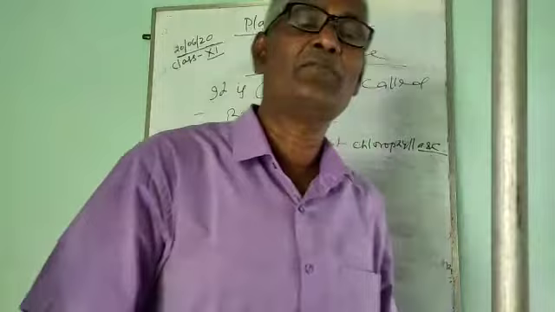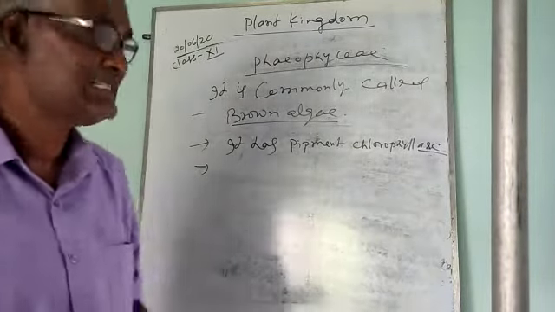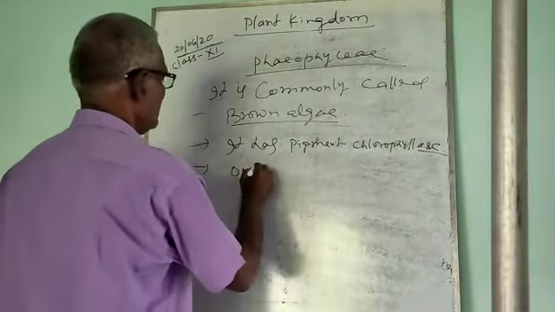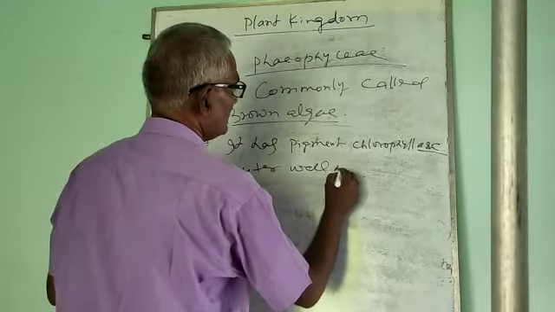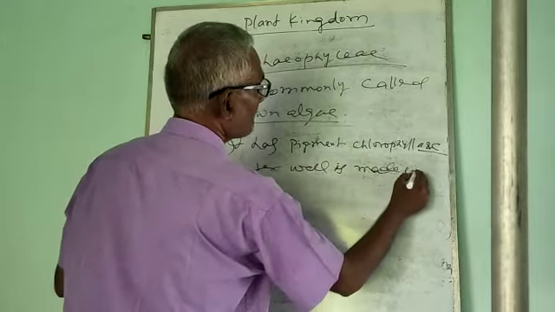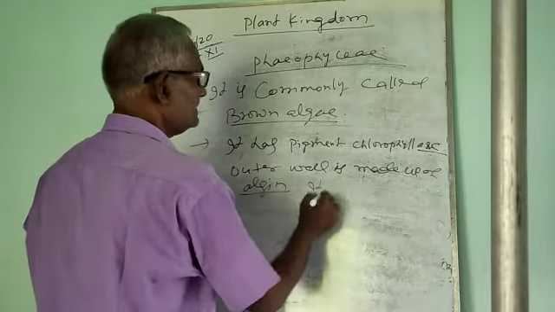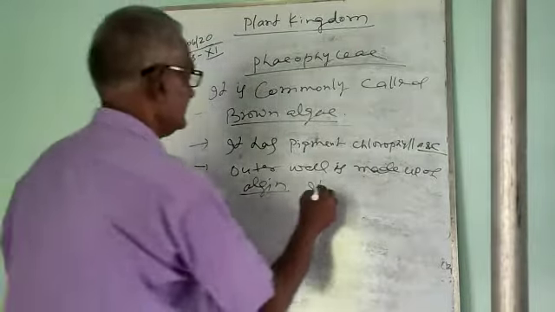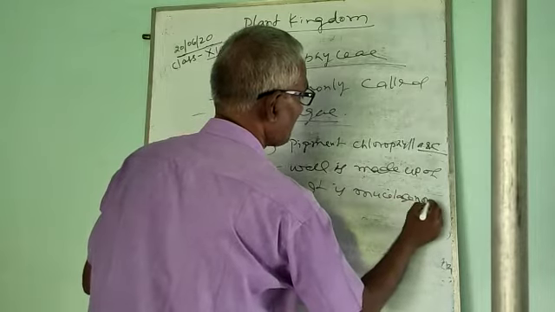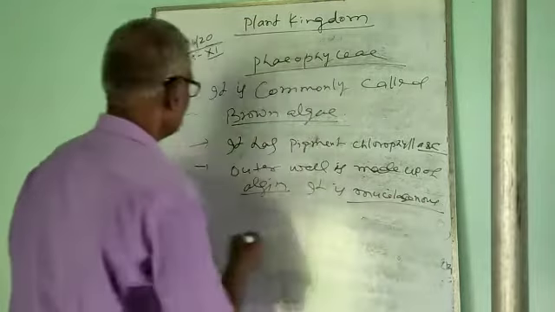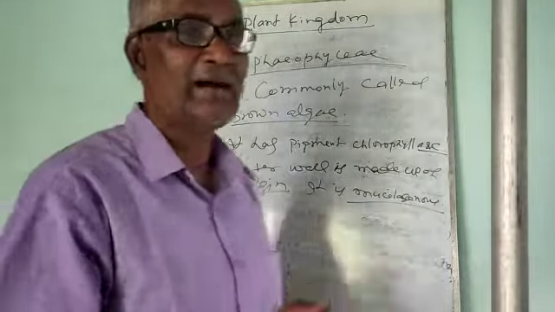The outer wall of brown algae is made up of algin. It is mucilaginous.